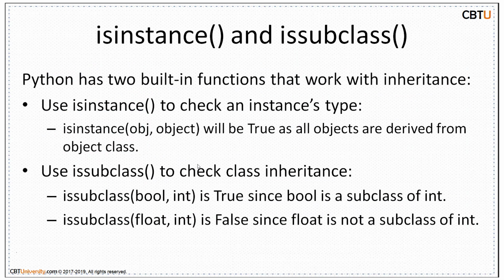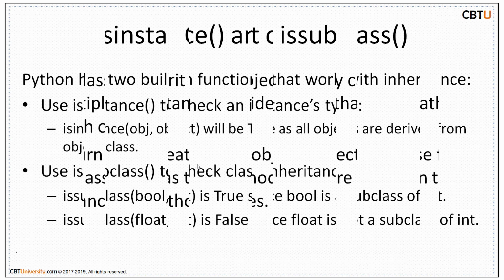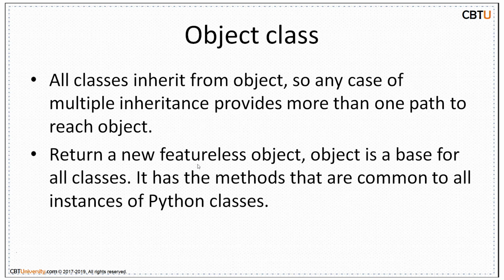isinstance is used to check instance type. issubclass is used to check class inheritance. Is it a subclass of a specific class? All classes inherit from object, so any case of multiple inheritance provides more than one path to reach the object, where MRO comes into the picture to resolve the resolution order. It returns a new featureless object. Object is a base for all classes. It has the methods that are common to all instances of Python classes.